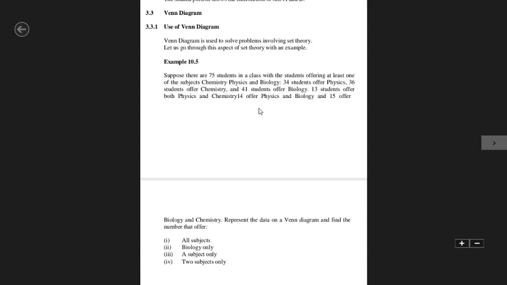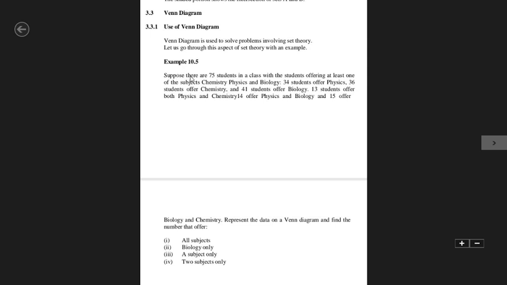I'm here to show you how you can solve this kind of question using Venn diagram. Based on the topic Venn diagram, you know that we are trying to see a way of representing the information given in the question in a Venn diagram, and you try to look at the relationship that exists between each of the variables that are given.